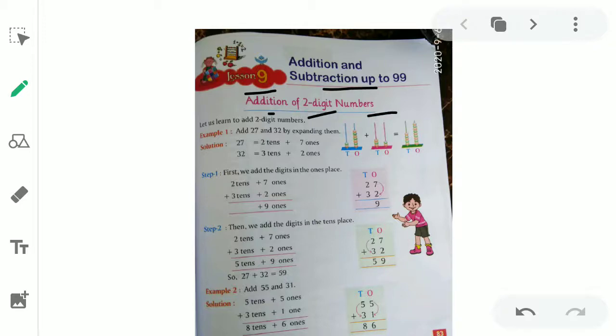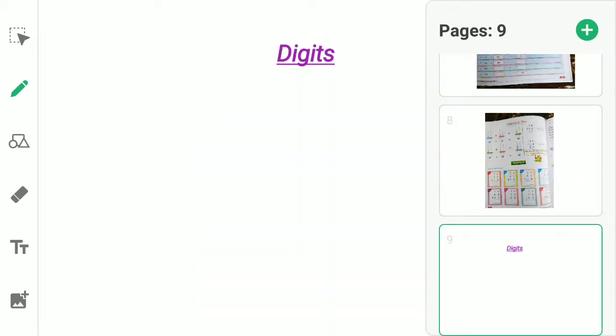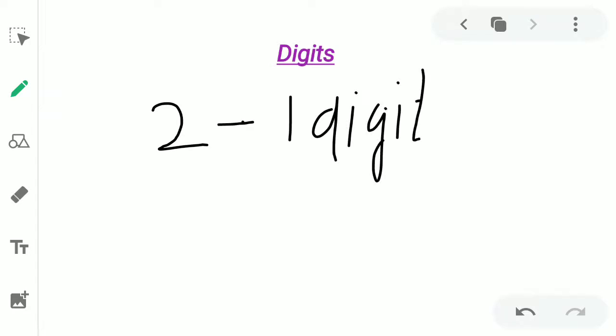Before I start with the addition of two-digit numbers, let me clear up what digits are. Let me give you one example. Here I am writing about numbers. If you see on the screen, I have written number 2. Here I have written only 2. So we can say this is a one-digit number. 2 is a one-digit number.